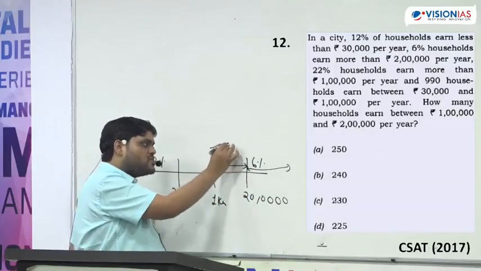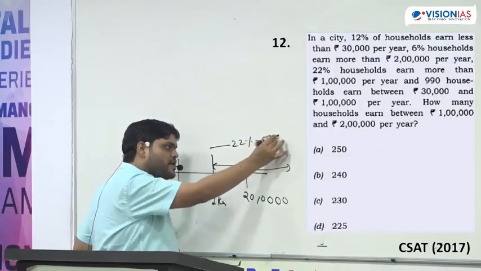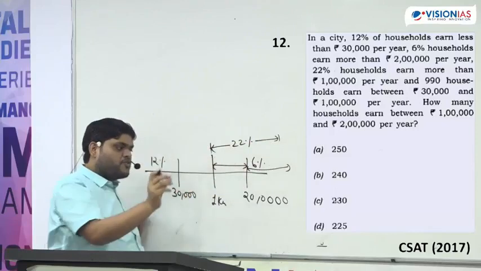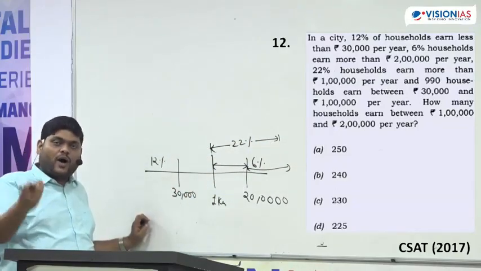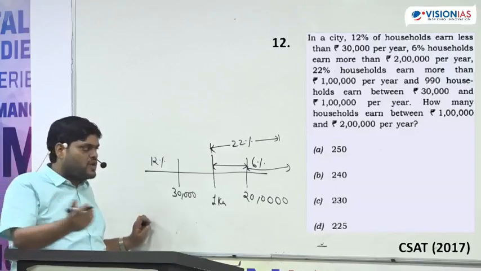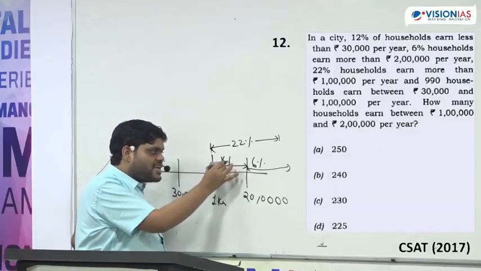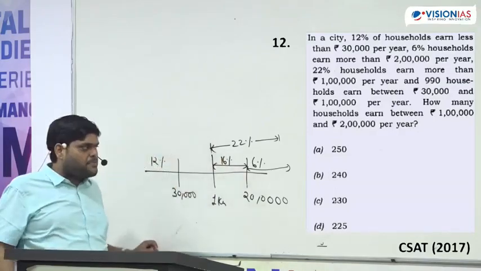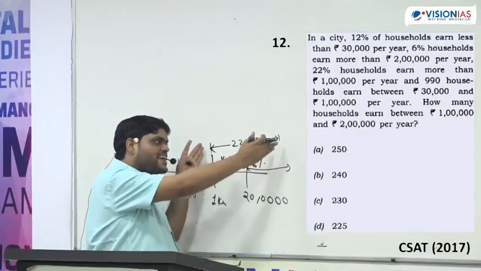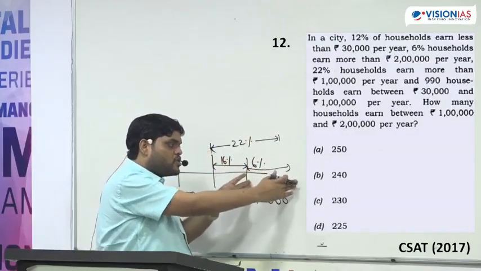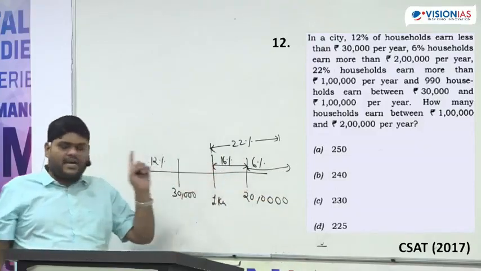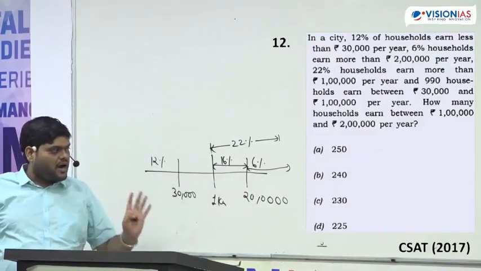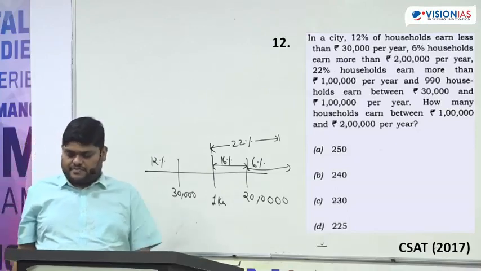That means the total value is 22%. And if we have to find out the households earning in between 1 lakh and 2 lakh, that will come as 16%. How come 16%? More than 1 lakh is 22%. More than 2 lakh is 6%. That means the value in between will be 16%. Now I think I have made it clear.